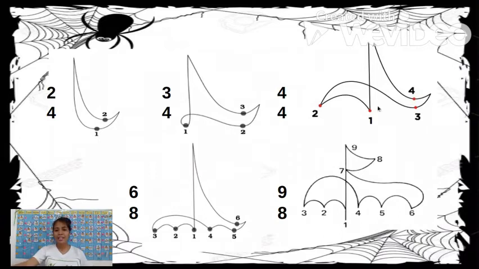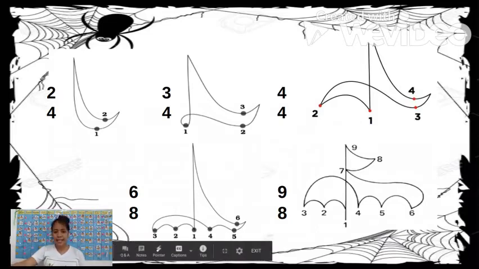Okay, let's have 4/4. Follow the pattern. 1, 2, 3, 4. 1, 2, 3, 4. Okay, down, in. Okay, down, left, right, up. Down, left, right, up. Or 1, 2, 3, 4. Got it? Okay, how about 6/8?